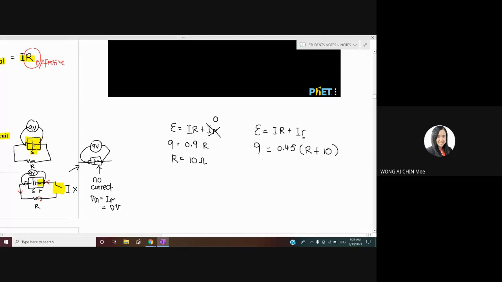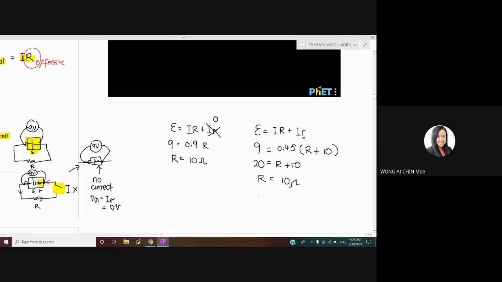So you take out your calculator to calculate. What is our external resistor? Please calculate. So 9 over 0.45, you will get 20 equals to R plus 10. So meaning that your resistor is equal to 10 ohm. Must still use the same. Still the same.